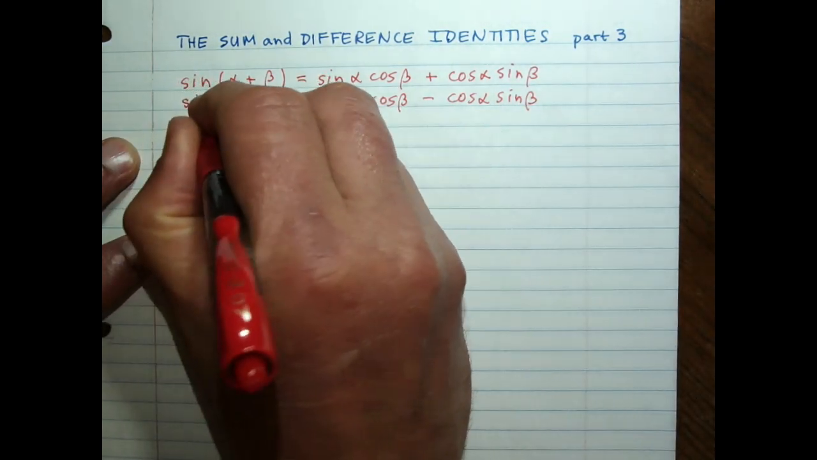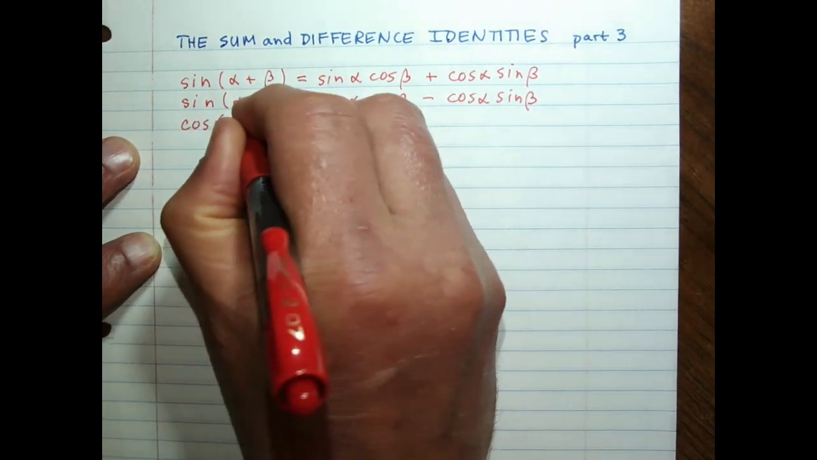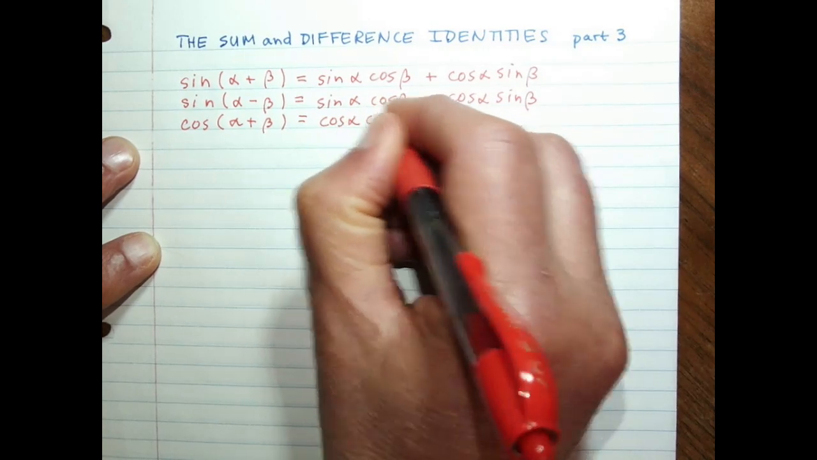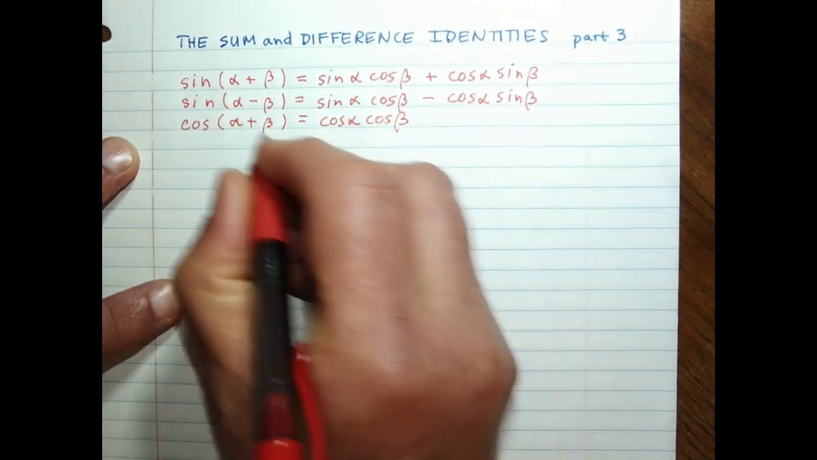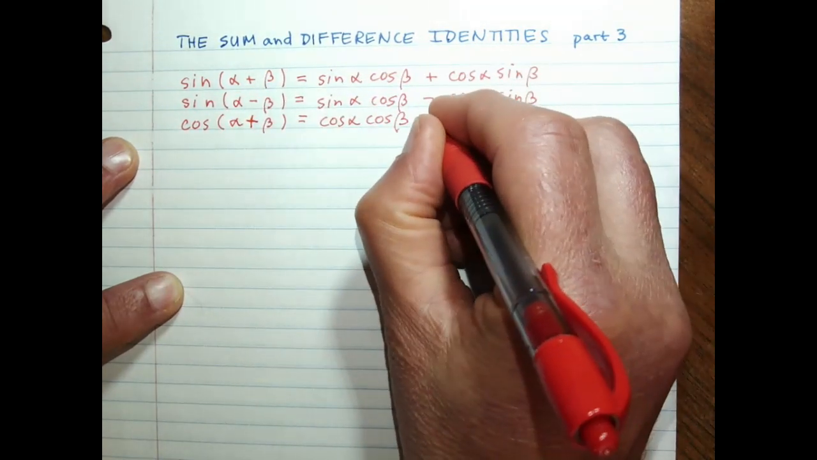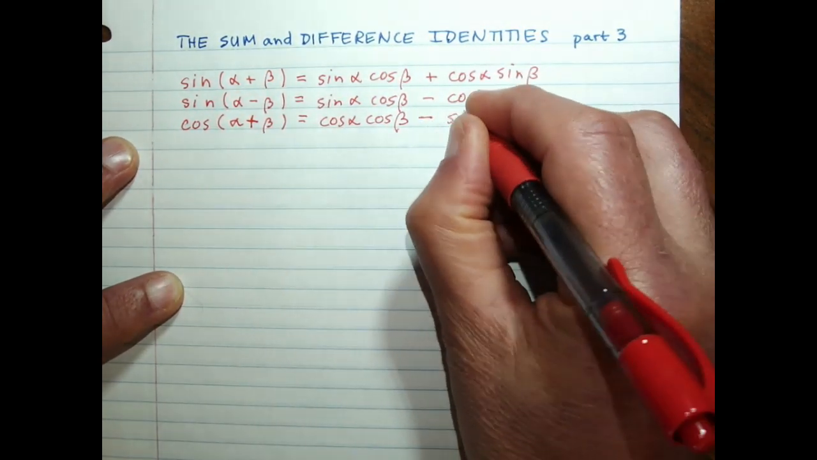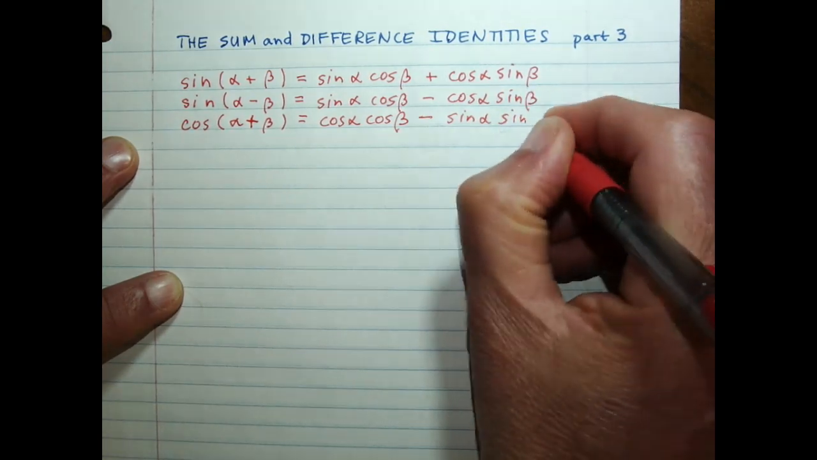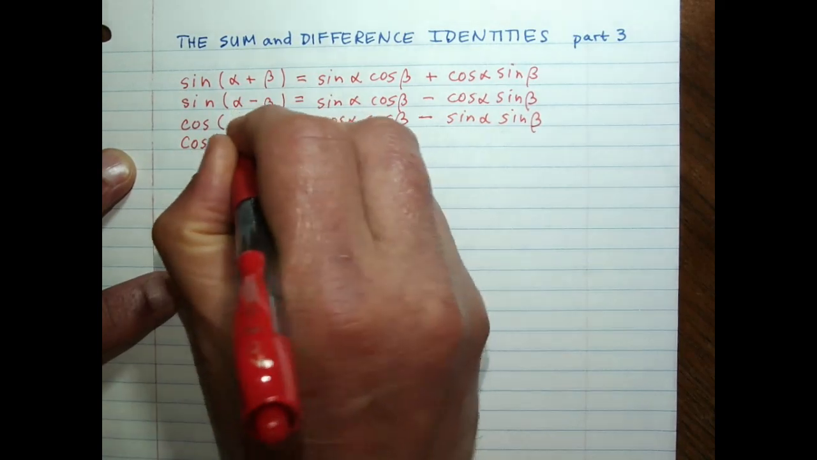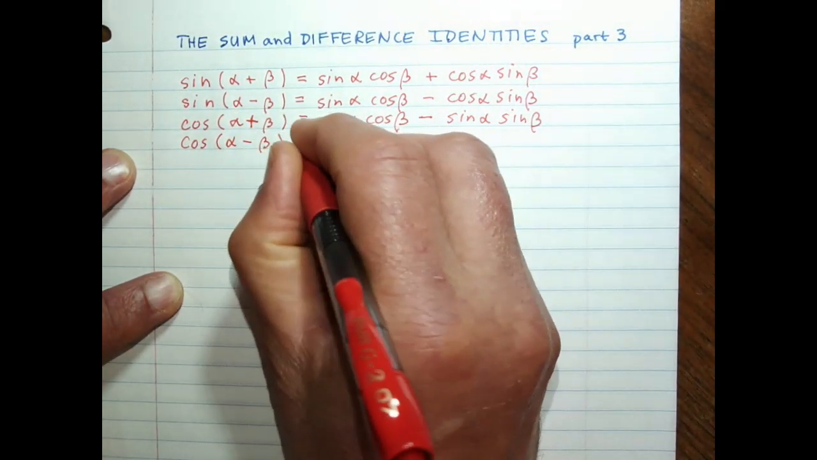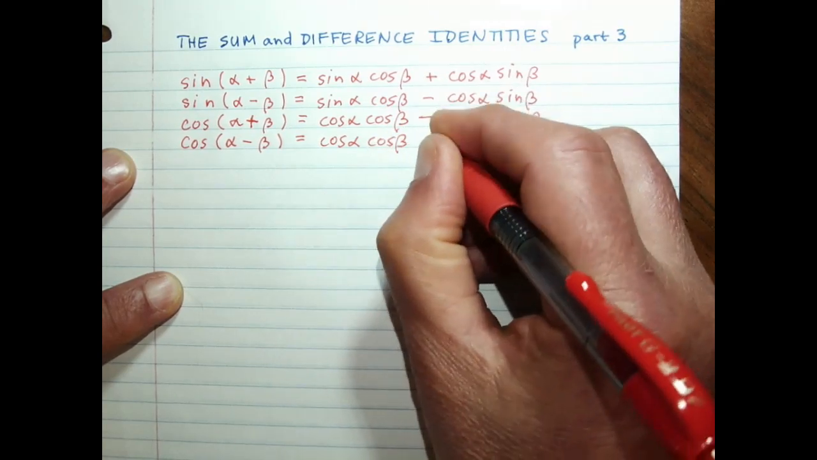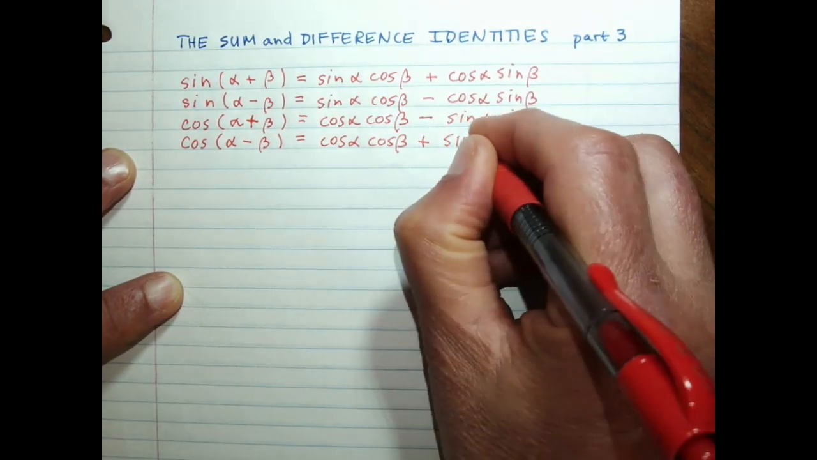Then we had the cosine of the sum, cosine of alpha plus beta, is cosine alpha cosine beta. Funny thing here is, even though there's a plus on the left-hand side, on the right-hand side we have a minus now, sine alpha sine beta. And cosine of the difference, alpha minus beta, is cosine alpha cosine beta plus sine alpha sine beta.